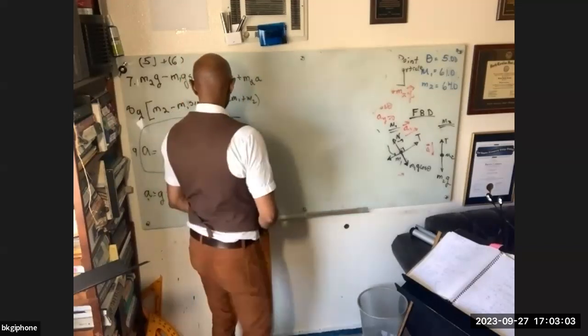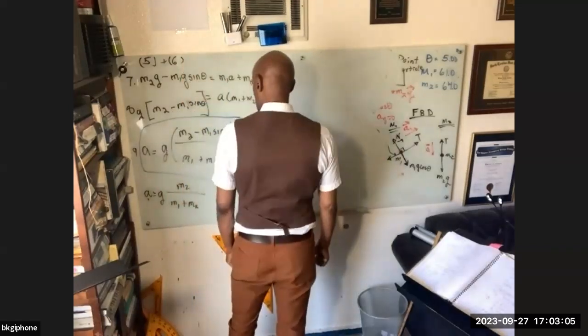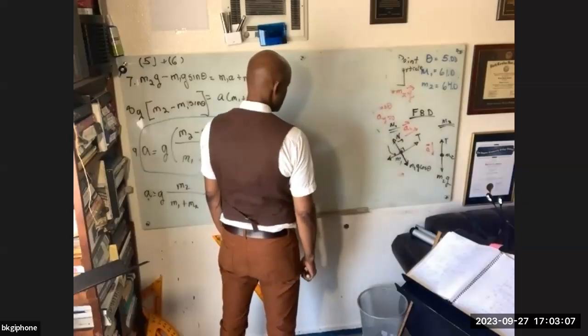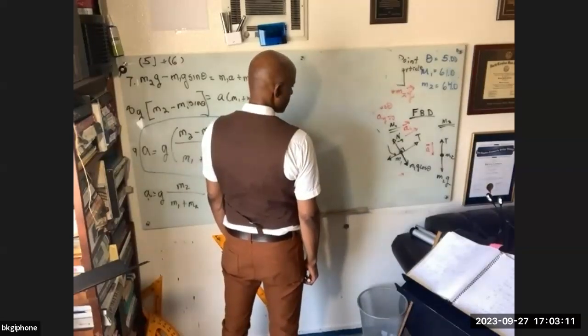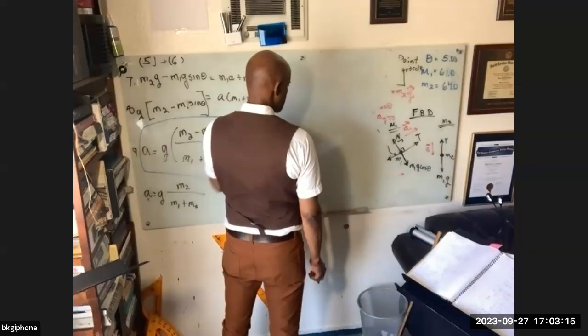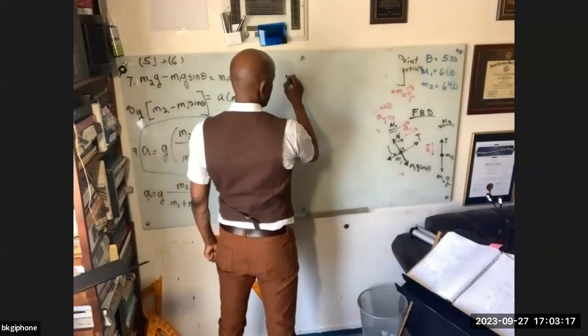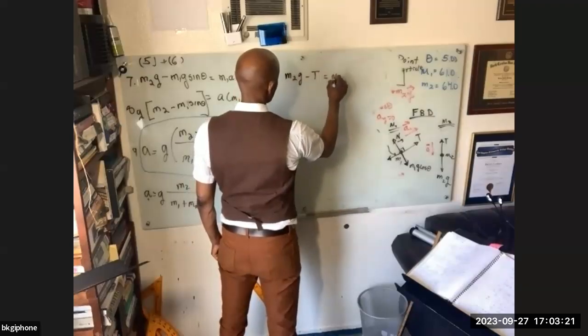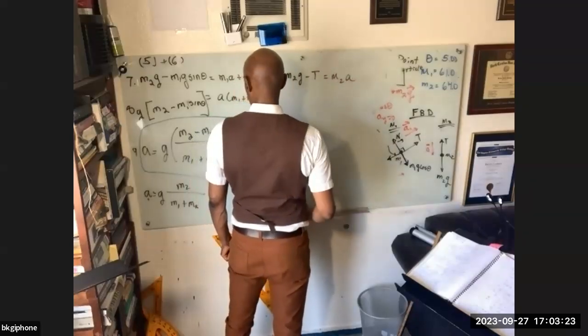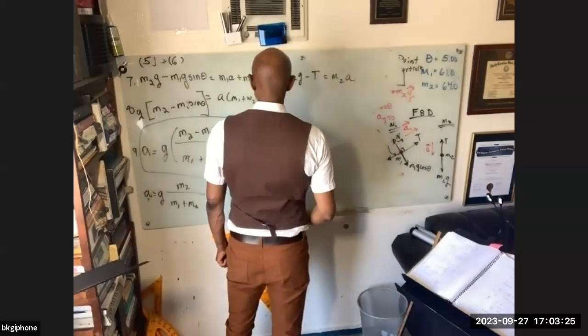But I'll go ahead and do the tension here. And I just erased the equation, so I don't remember what it is now. Can someone tell me one of the tension equations? I guess I could look at it. Well, the easiest one would be M2G minus T equals M2A. Yeah, that's the easiest one.